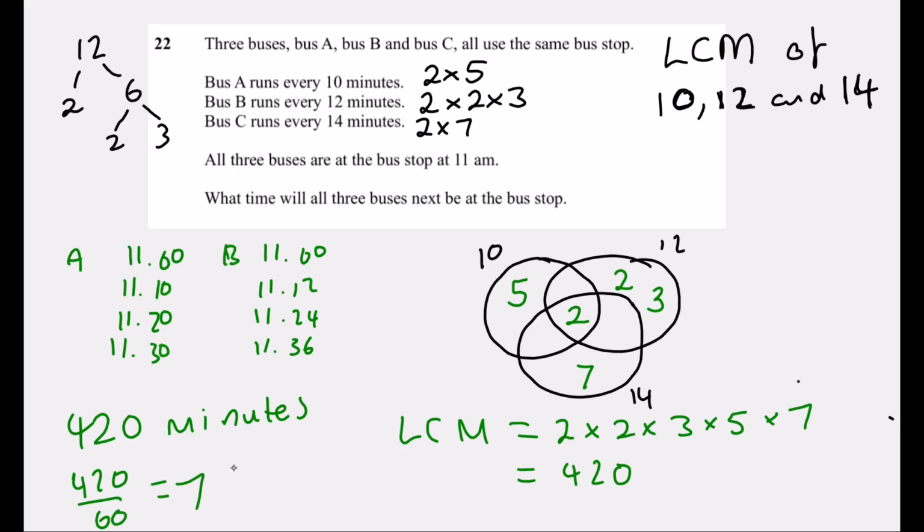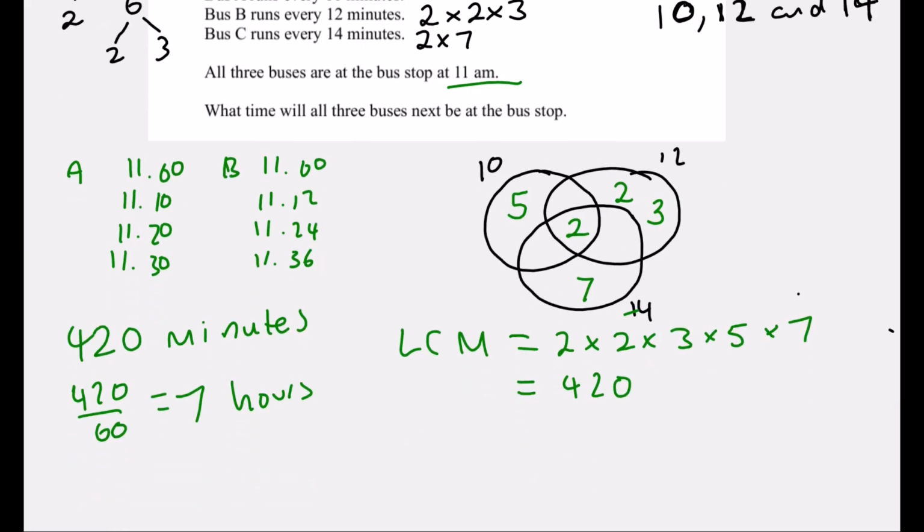So it is 7 hours later. 7 hours after 11 a.m. So 11 a.m. plus 7 hours will be 6 p.m.